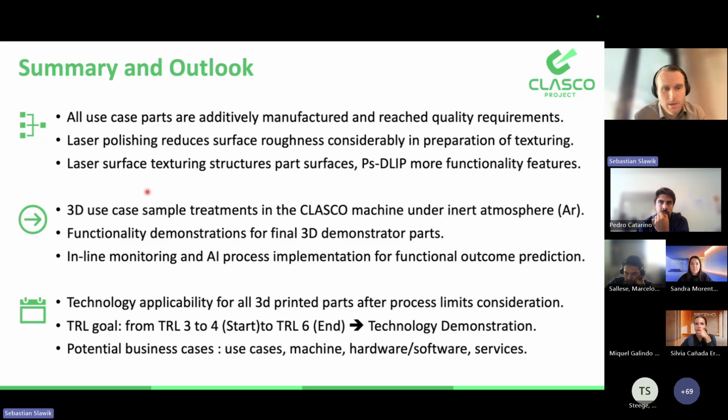The next steps will be that the completely 3D use case samples will be treated in the machine under inert atmosphere. We will demonstrate the functionality for the final parts, and inline monitoring and the AI process implementation will be further implemented also for prediction. And yeah, we will show that the technology is applicable for all 3D printed parts, of course, after seeing the process limits that are valid. And we want to go from TRL 3 to 4 to TRL 6 at the end of the project.